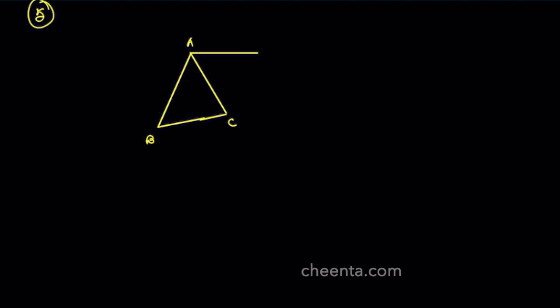If we have a triangle ABC, any triangle ABC, and now we try to erect equilateral triangles on three sides of it. We try to erect equilateral triangles on three sides of it.